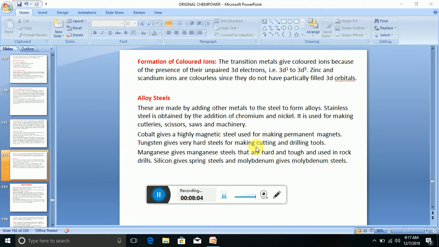So these are the ways that you can use first transition series elements. You add them to iron and form different alloys that can be used for different things.